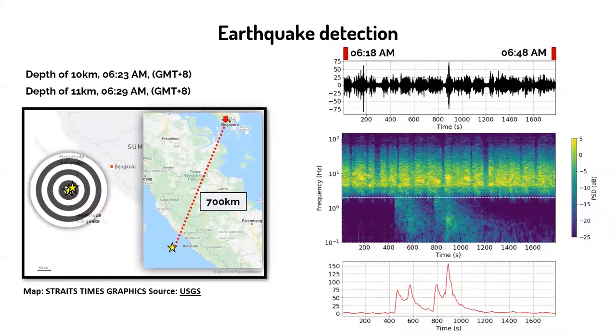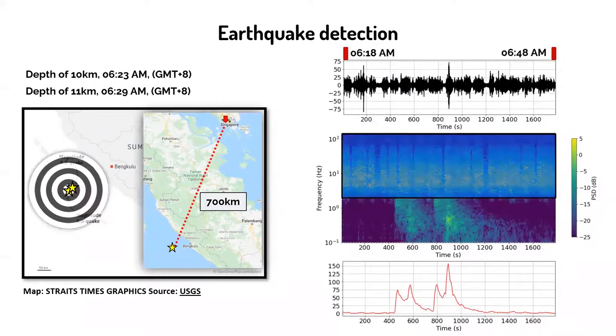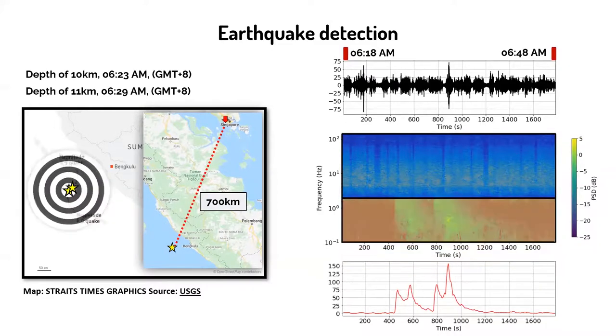But in the spectrogram, the signal can be effectively separated. The signal related to human activities is higher than 2 Hz. The earthquake signal is mainly in the frequency band from 0.1 to 2 Hz. The earthquake events have two different features from man-made events. Firstly, they have much longer duration. And secondly, they show strong energy in the low frequency band within 0.1 to 2 Hz.